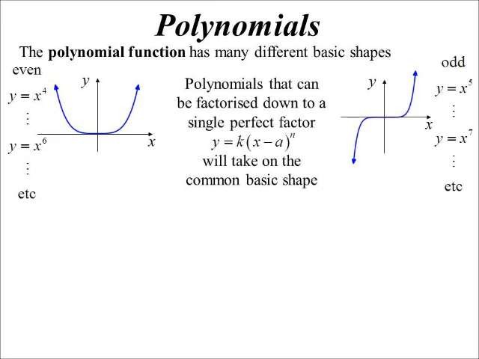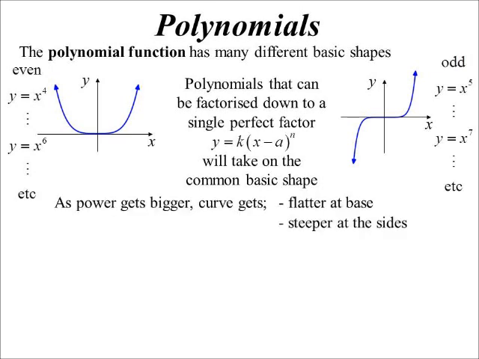Similar thing happens with the odd ones. It has that inflecting shape. I might have exaggerated the flatness around the origin there. That's a very flat graph there. But again, it would get flatter at the base and steeper at the sides as that power goes up.